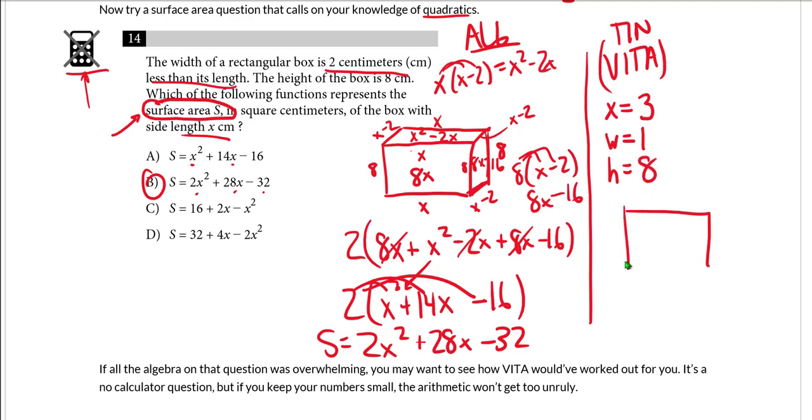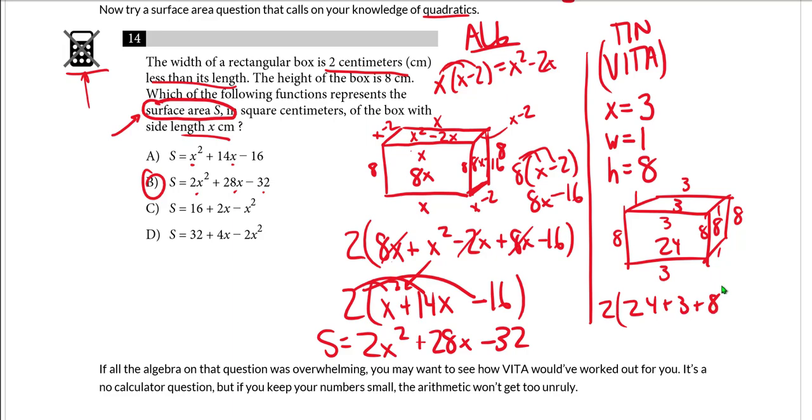So again, I'm going to draw my box. I'm going to label all those heights, all of those lengths, all those widths. So the front face is 24. That's 8 times 3. And the top face is 3. And the right face is 8. So that's pretty easy. Now I add the 24, the 3, and the 8, and I'm going to multiply that sum by 2 to account for the non-visible faces. 24 plus 3 is 27 plus 8 is 35. 2 times 35 is 70.